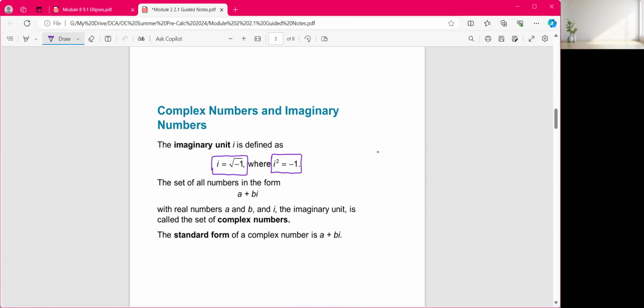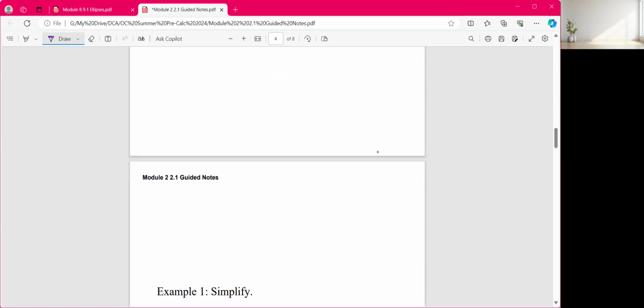We also remember that complex numbers are in this form, a plus bi, where we have the real number first. The real number is a, and then the bi is your imaginary unit, okay? And that creates a complex number. Standard form, like I was just saying, is a plus bi. You always want the real part first and then the imaginary part second.